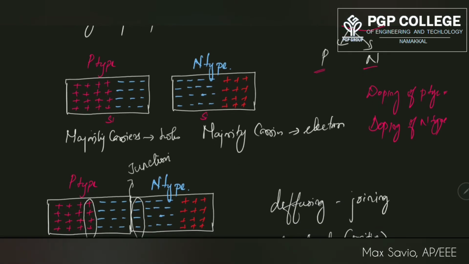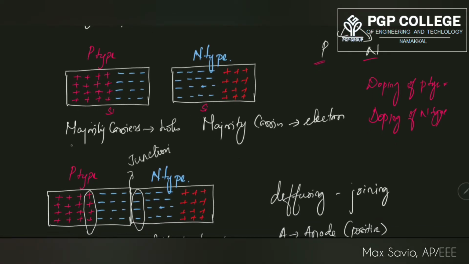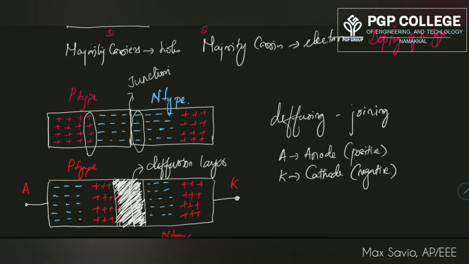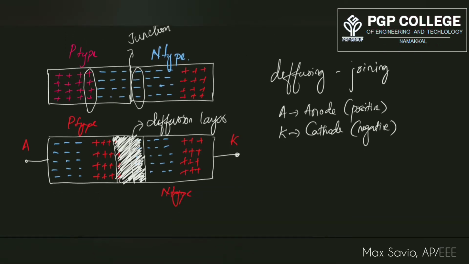In the p-type and n-type, the majority carriers for the p-type are holes, which are positive, and the majority carriers for the n-type are electrons. On this basis, in the construction, they start to diffuse. Diffusing is joining the two layers, p-type and n-type, forming a junction. Since the p-type has extra holes and the n-type has extra free electrons, they start to attract each other and come closer to the junction.